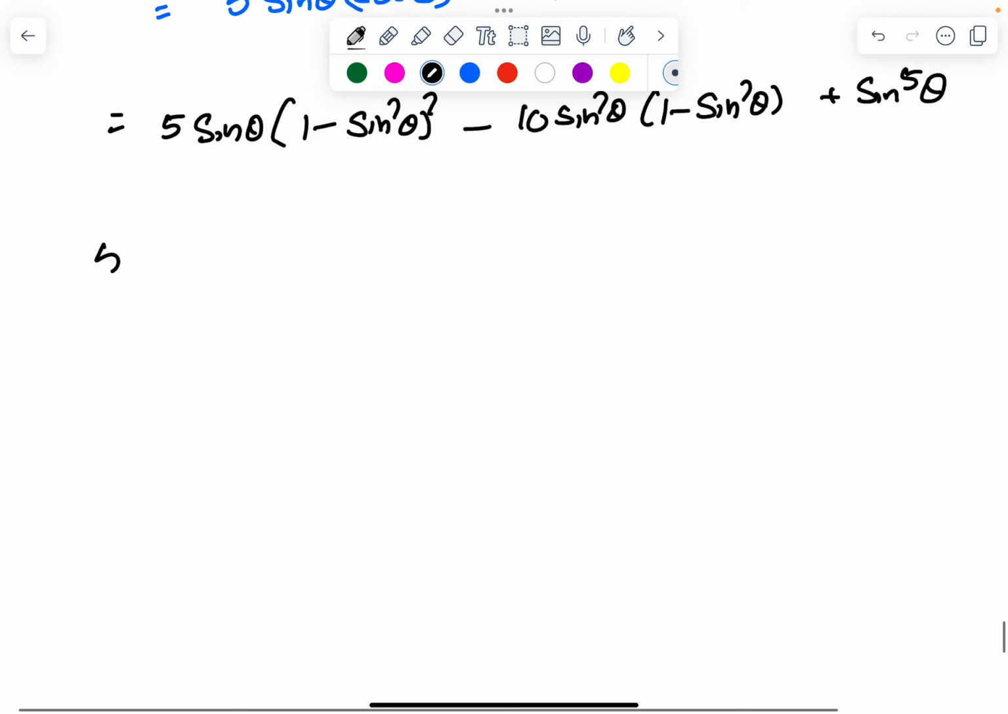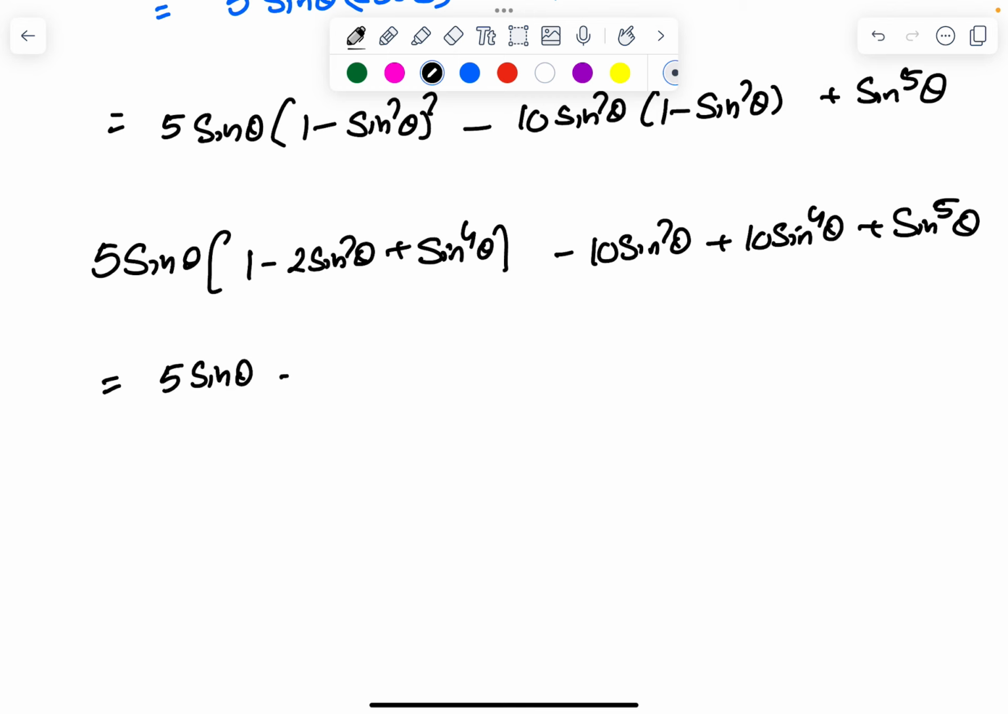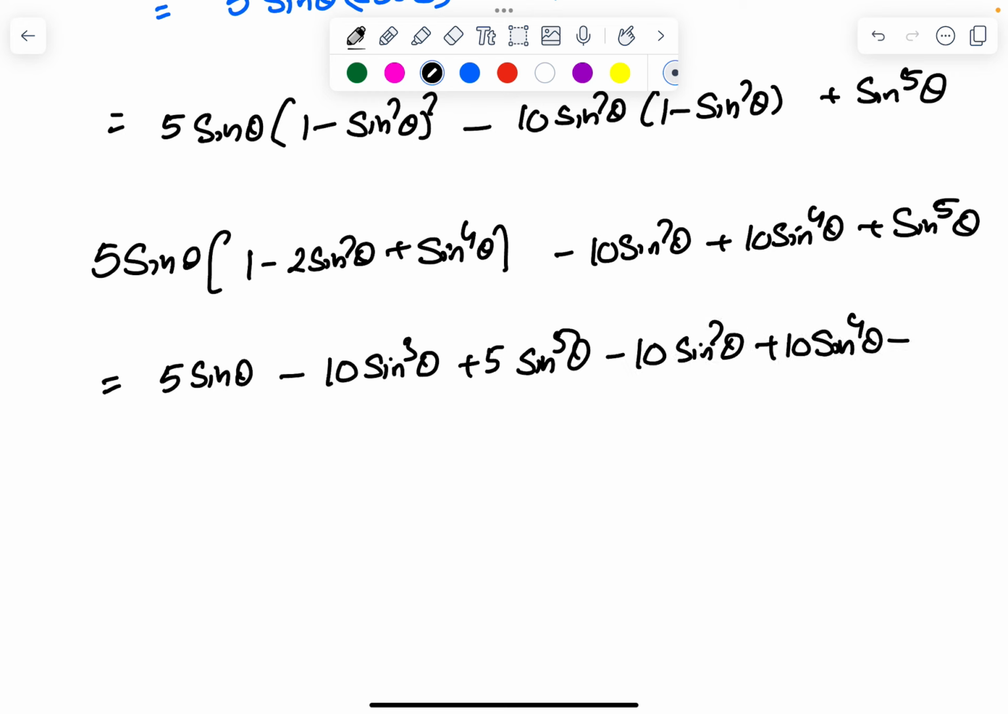So it becomes 5 sine theta times 1 minus 2 sine square theta plus sine to the power of 4 theta minus 10 sine square theta plus 10 sine to the power of 4 theta plus sine to the power of 5 theta. So which is going to be 5 sine theta minus 10 sine cube theta plus 5 sine to the power of 5 theta minus 10 sine square theta plus 10 sine to the power of 4 theta plus sine to the power of 5 theta.